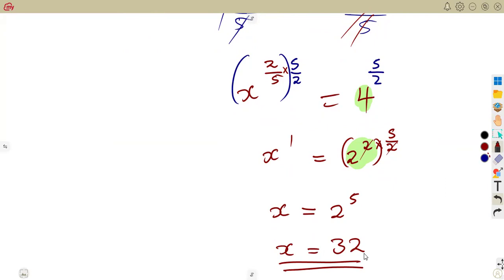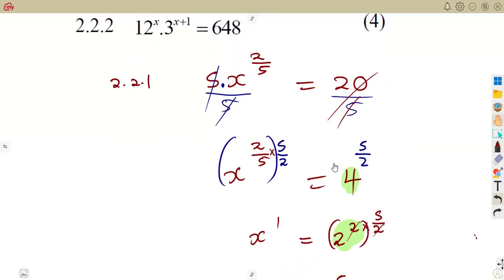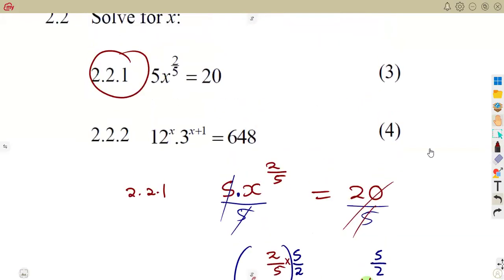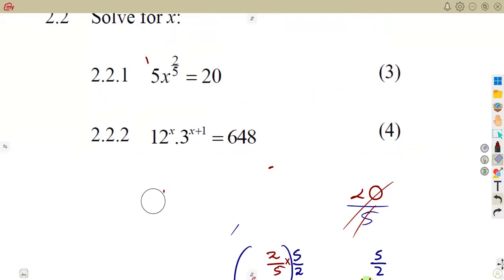That's our x, which we can test and see that if we substitute that 32 on the left-hand side, 5 times 32 to the exponent of 2 over 5, use your calculator there. You are going to get a straight 20. That is to show you that truly you solved this properly, the value of x.